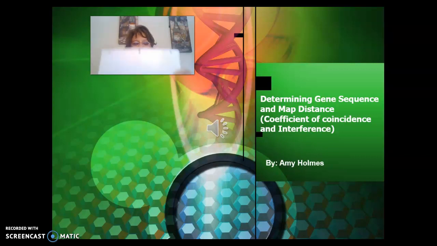My name's Amy Holmes. It is 8/31/2020, and this is my determining gene sequence and map distance video and PowerPoint presentation. Along with the map distance sequence will be a coefficient of coincidence and interference.